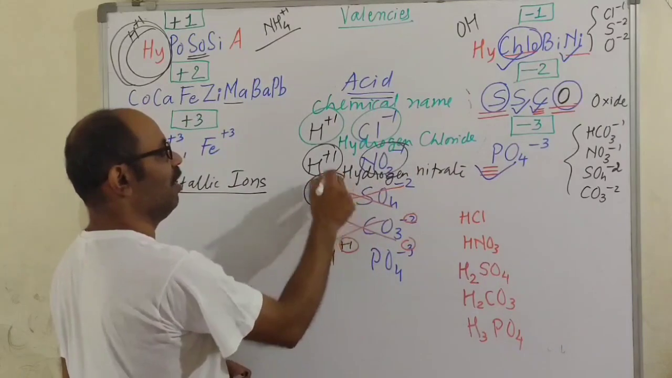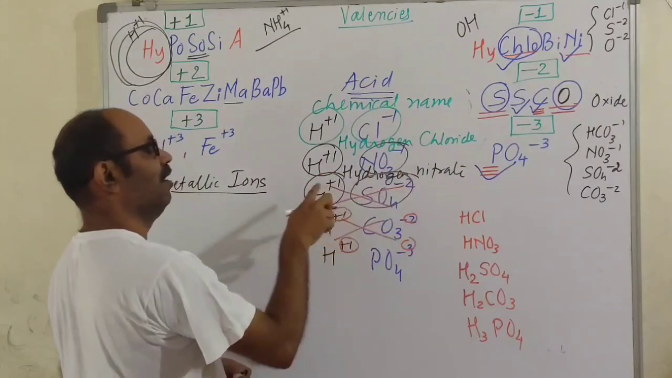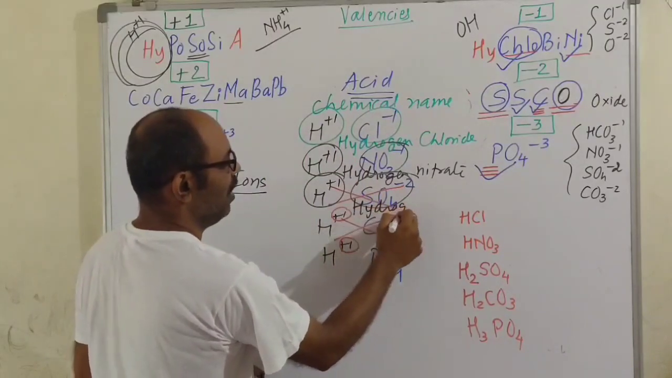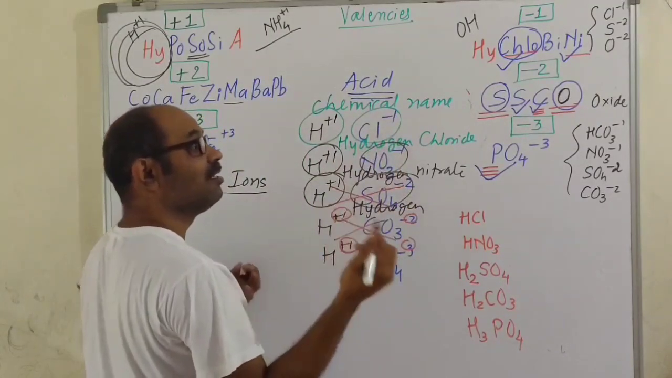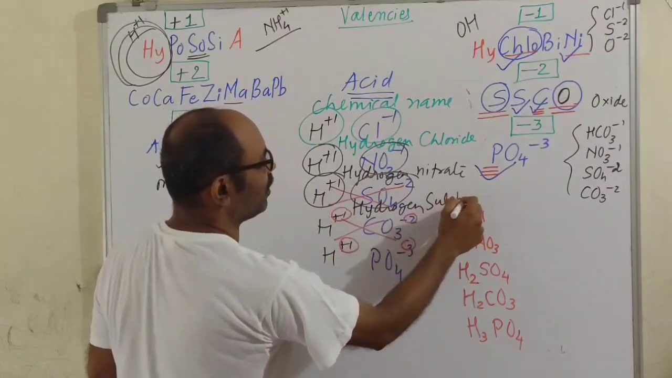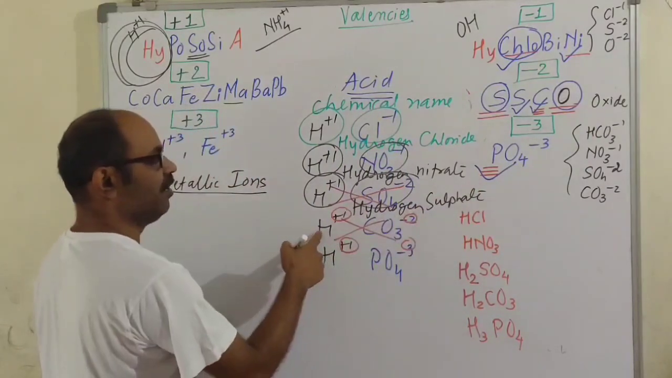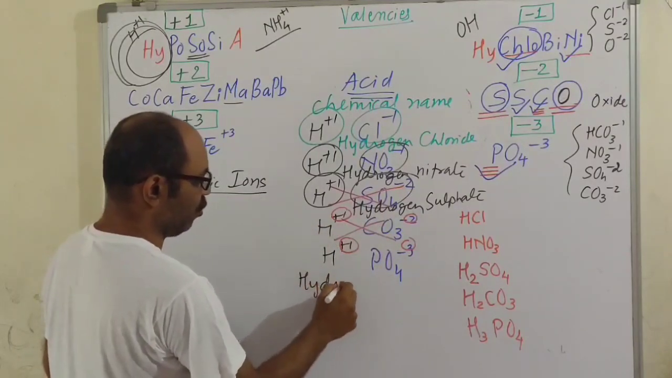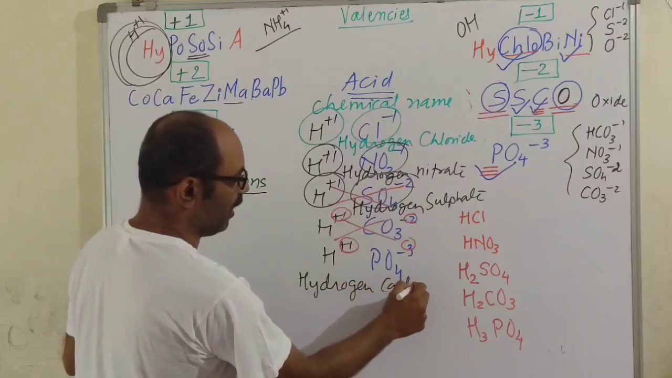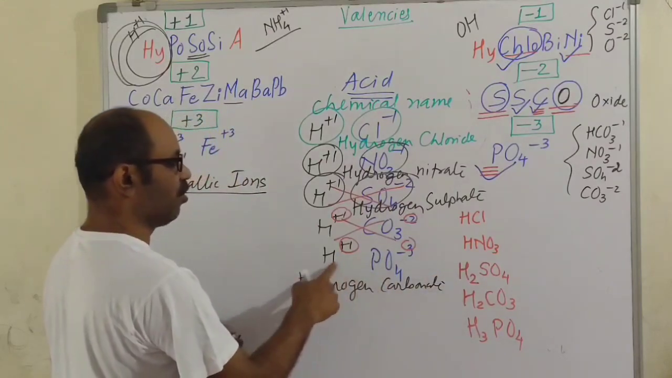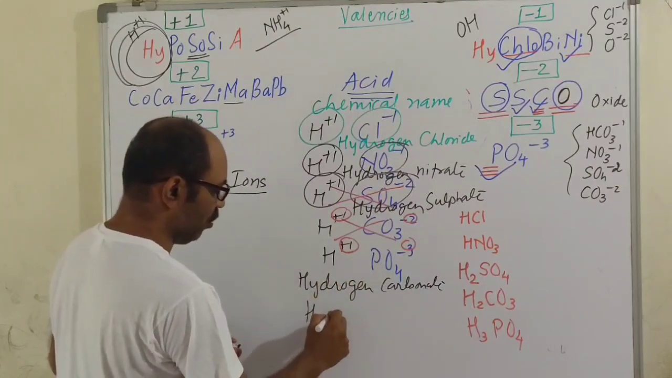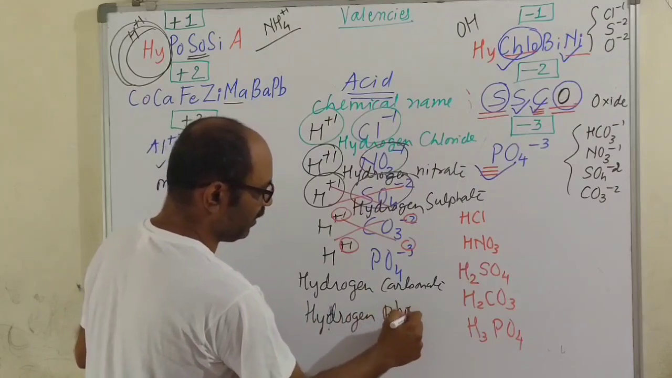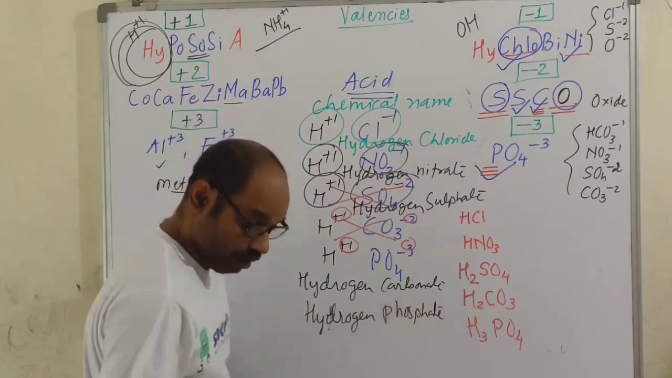Bolo, what will be the formula, name of this compound? Chemical name? H for, correct, hydrogen. And SO4 minus 2 sulfate. So that is hydrogen sulfate. उसी तरह hydrogen carbonate. Okay, I'll write here hydrogen carbonate. And this is hydrogen phosphate. Hydrogen phosphate. Is that clear to you?